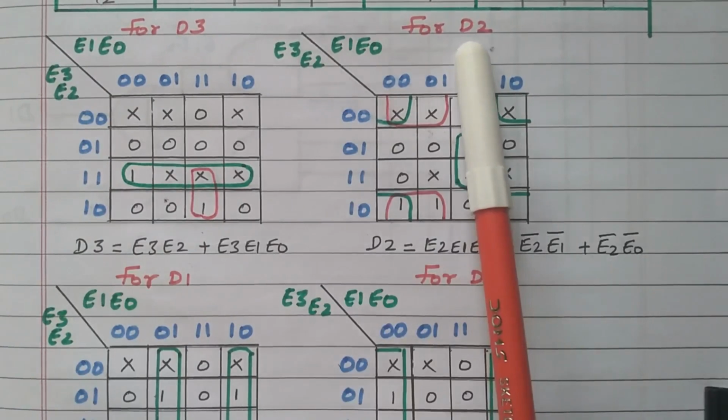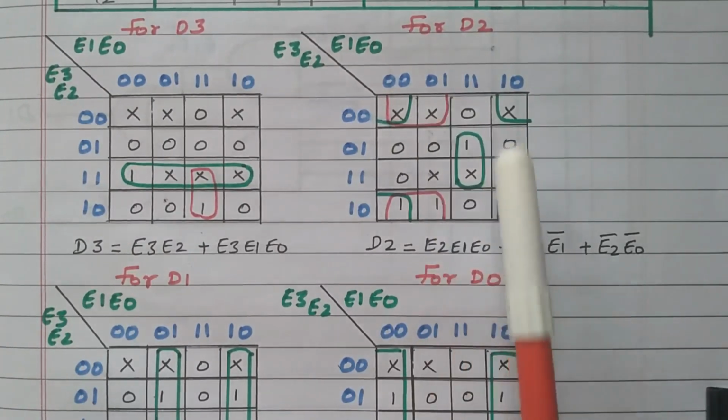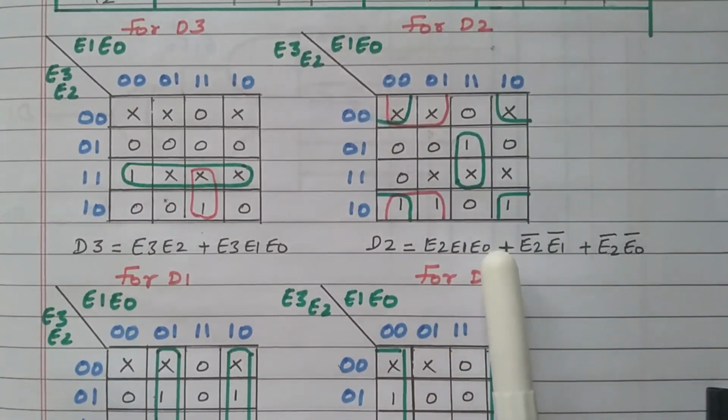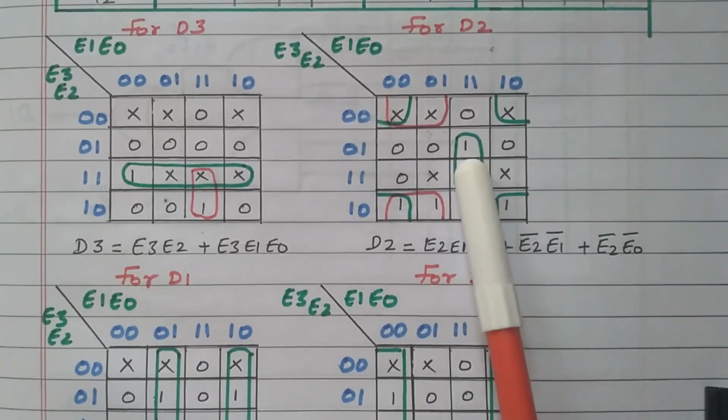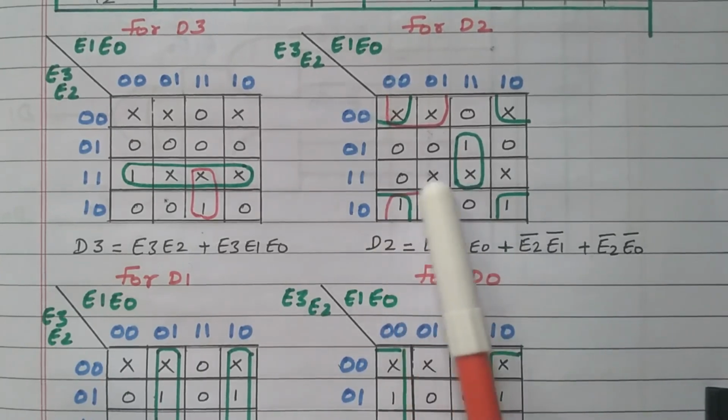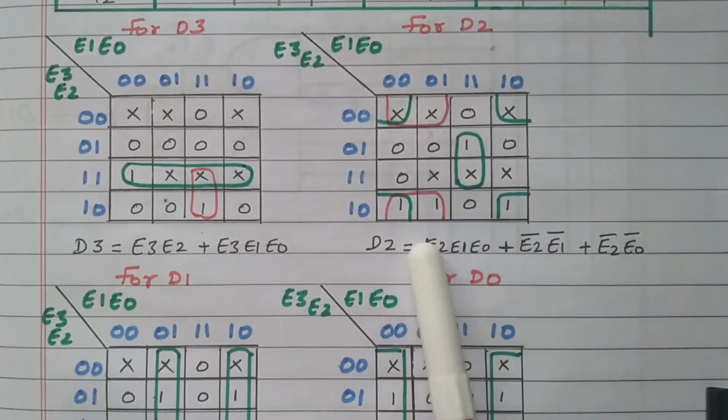Now we'll go to D2. Right? Here also 6 variables are marked as don't care conditions. D2 has 4 ones available: 1, 2, 3, 4 ones are available. Now we'll go for the grouping. These 2 ones are grouped together. Right? These 2 ones and these 2 ones, top and bottom.